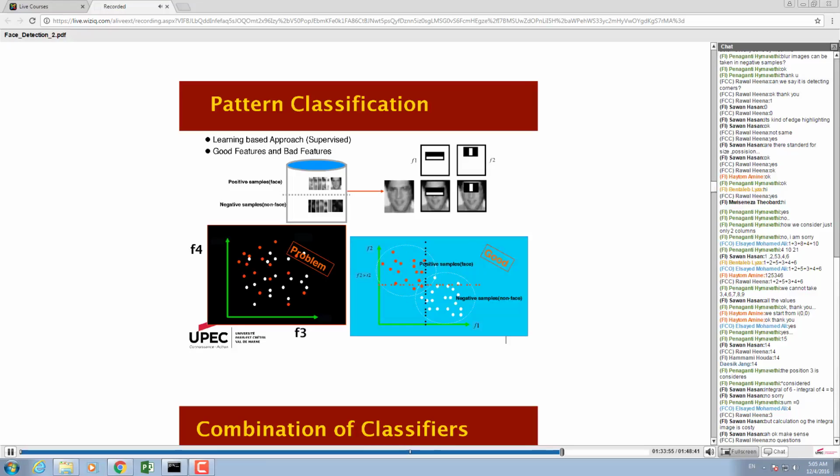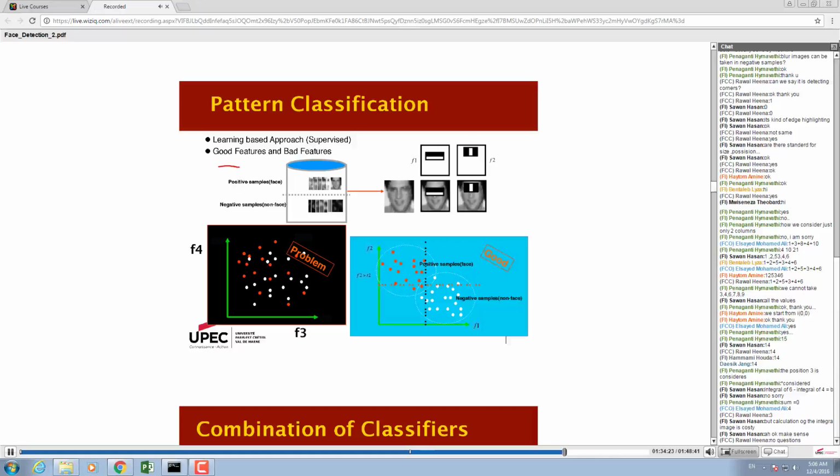Okay, so let's remember this basic setup. Now let's consider a little bit more about the general pattern classification, in terms of features. The main purpose of AWS is to select good features.